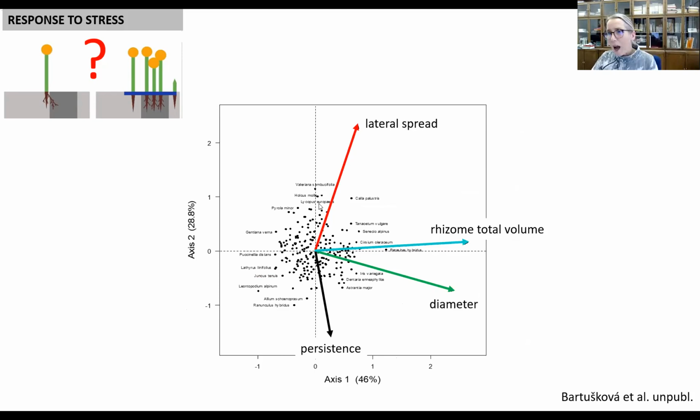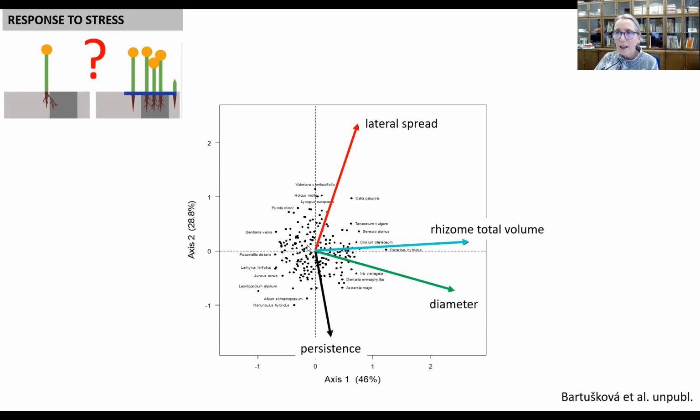And you can see how these measures contribute to volume of the rhizome. So this is the rhizome total volume, and the main effect on this has the diameter of the rhizome. So when you want to have a voluminous rhizome, it's better to have a thick rhizome than to have a long rhizome, because lateral spread and persistence are contributing, of course, as well, but much less, and they are negatively correlated to each other. So when a plant has a big lateral spread, it has usually low persistence.